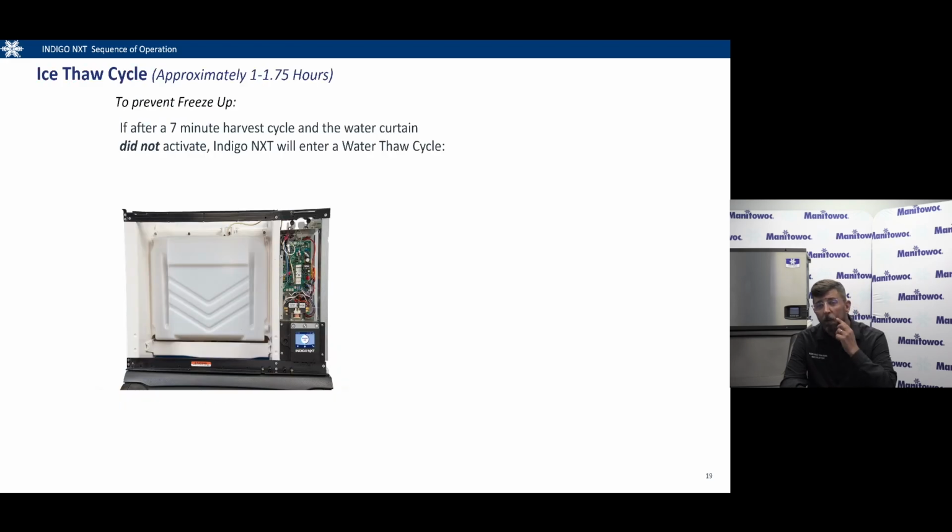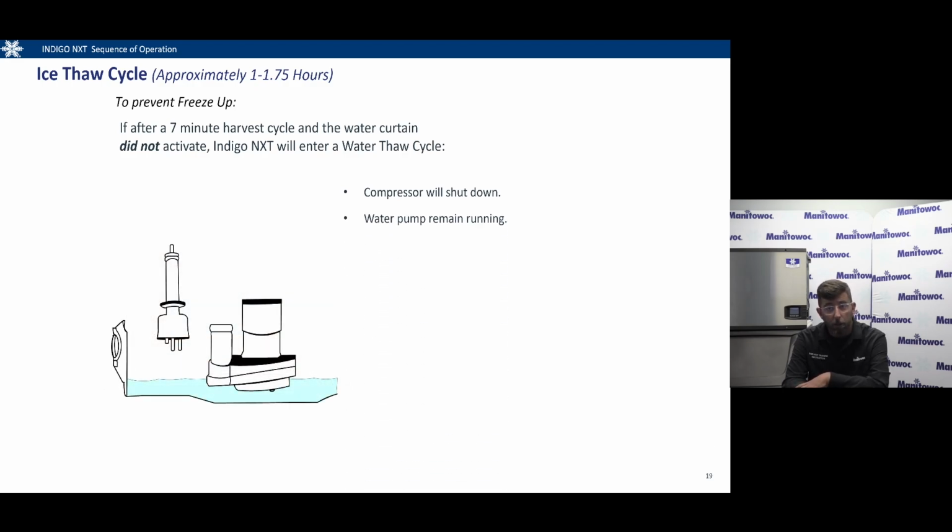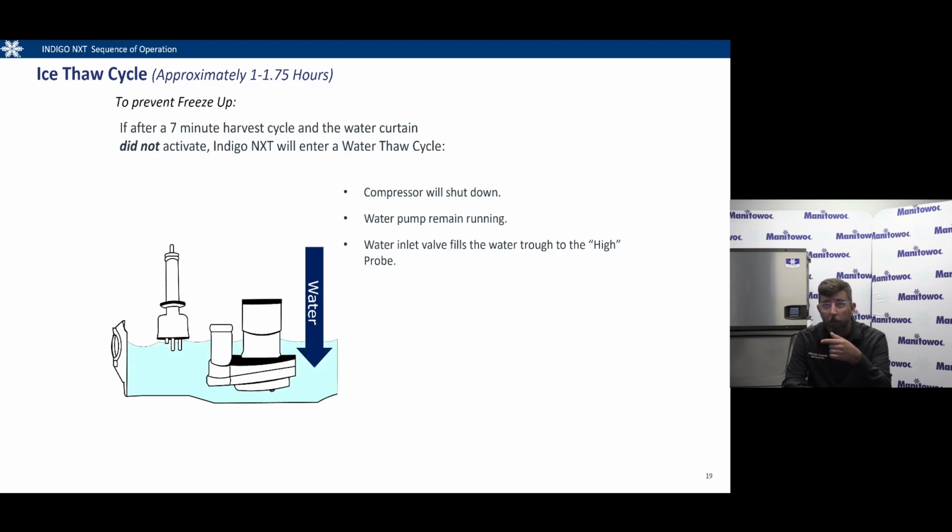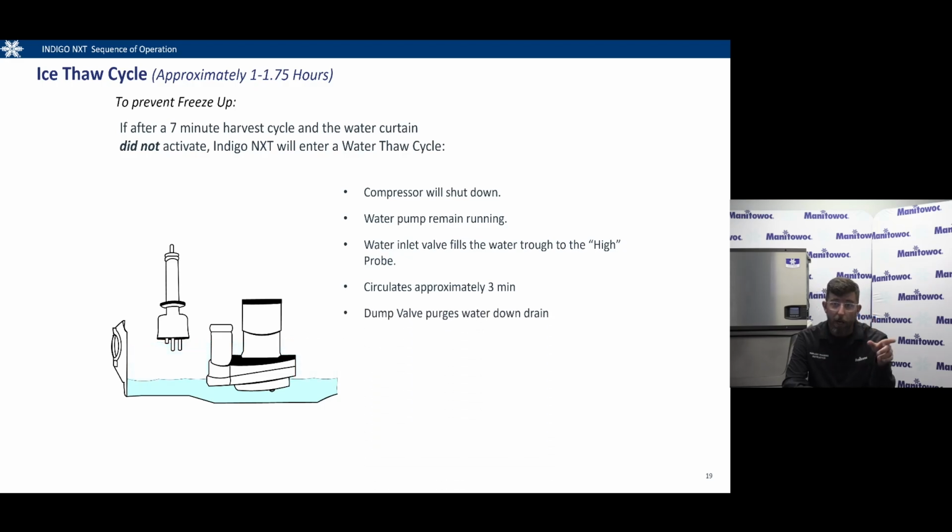All right, that ice thaw, talked about it a little bit. This is what happens after a 7-minute harvest. That curtain was closed at the beginning of harvest, and it was 7 minutes later without ice ever falling. You're going to go into something that we call the ice thaw sequence. Compressor's going to shut down. Water pump continues to run. Water inlet valve fills until the high probe is satisfied. We're going to circulate water for about 3 minutes. We're going to dump that old water down the drain. And we're going to fill back up, and we're going to do this 18 times.